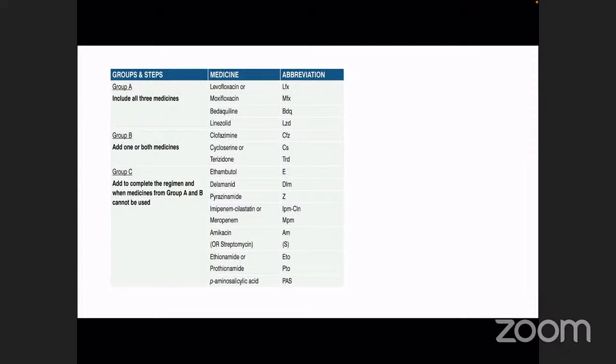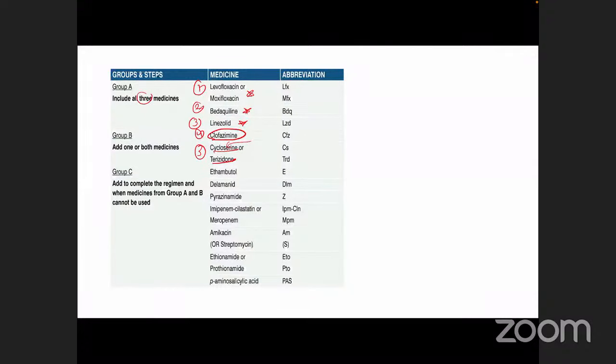So I was just discussing earlier, when I was discussing the definition of pre-XDR and XDR TB. In group A, you have 3 medications: bedaquiline, linezolid, and the fluoroquinolones. Only 2, either levofloxacin or moxifloxacin. In group B, you have 2 drugs, that is clofazimine, and cycloserine or terizidone. Obviously, this is easily available, so we use this drug frequently. This table is very much useful, especially for management of drug-resistant tuberculosis. We'll be discussing that in the upcoming slides.